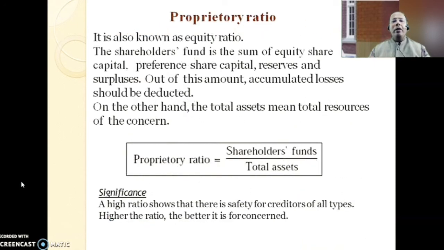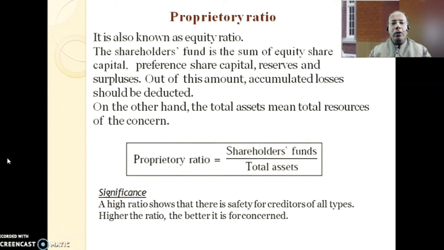Proceeding, proprietary ratio. It's equal to shareholders' funds upon total assets. As we've discussed before in our previous videos, what is a ratio? It's a comparison between the numerator and denominator. So this ratio basically tells us what proportion of total assets are actually owned and controlled by the owners or shareholders of the company. The greater the ratio, the better it is, because the owners own a greater part of the assets of the company and will be in a position to pay off their long-term liabilities. So higher the ratio, better it is for the creditors of the firm.